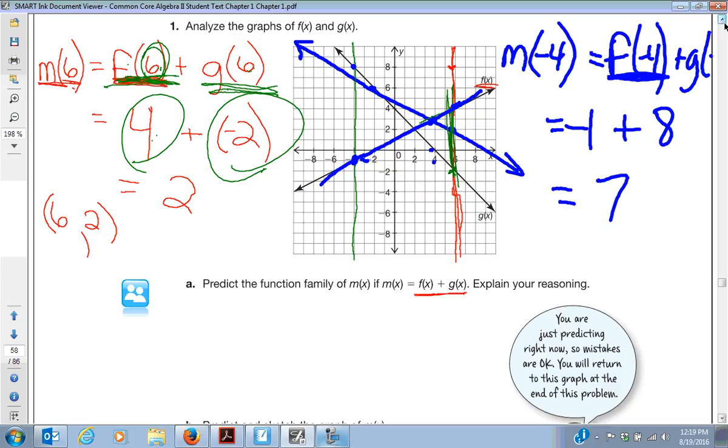Now let's look. What would be my ordered pair then? Negative 4, 7, right? Is that an ordered pair on that blue line that I created? Yes. Kind of makes sense.